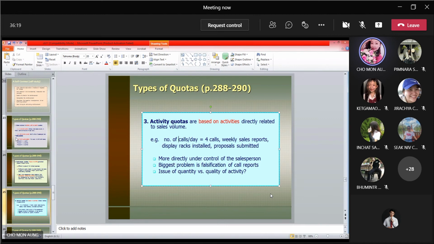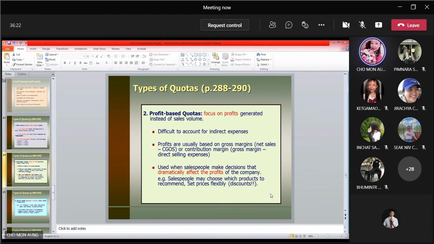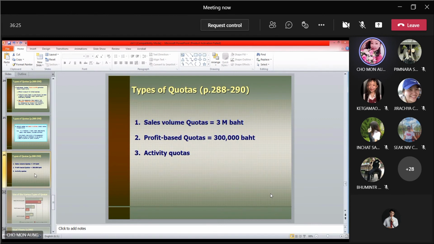Okay. Anyway, these are the 3 types of quotas: sales volume, profit-based, and activity quotas. So now, if you look at the example, for sales volume quota, okay, to achieve 3 million baht, and profit-based quota, for example, they need to achieve 3 million baht, and from that 3 million total sales volume, they have to maintain at least 300,000 as profit. And of course, they have to perform those activity quotas. That's why these days, okay, most of the managers are using a combination of these different quotas.